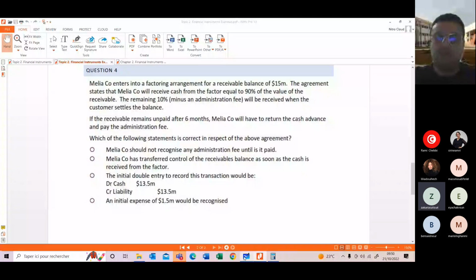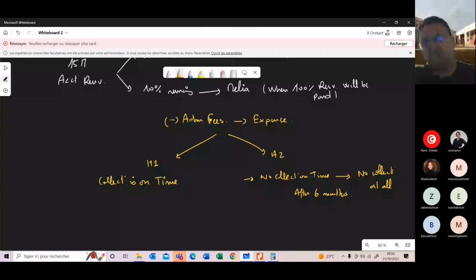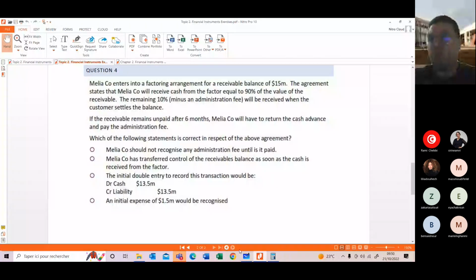Because Melia received only 13.5. And there is a condition to receive the other 10%, which is when the customer settles the whole balance. It means then the customer of Melia will pay the 15 million to the factor. Then the factor says okay, now come take your 1.5 million and give me the administration fees. It's clearer. So this is the contract.